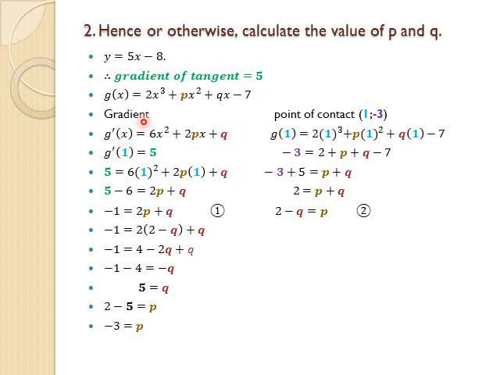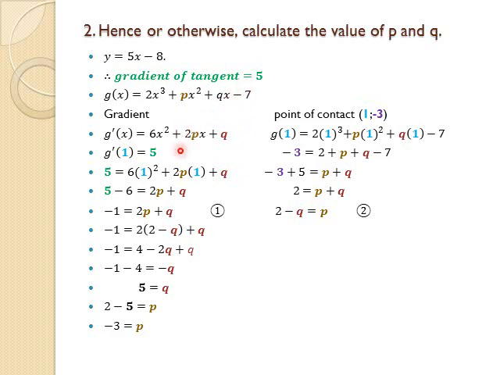For the gradient first, I'm required to understand that I get the gradient of the tangent from the first derivative. So the first derivative of that: 3 times 2 gives me 6, 3 minus 1 gives me 2, so 6x squared. 2 times p becomes 2px. 2 minus 1 is 1. 1 times q becomes q. 1 minus 1, x falls away, and negative 7 becomes 0.